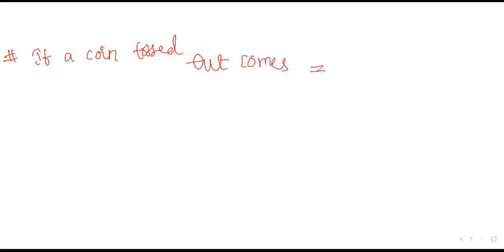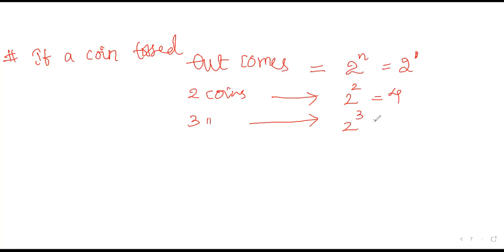If a coin is tossed, what is the total outcomes? The total outcomes is nothing but 2 to the power of n. If 1 coin is tossed, 2 power 1. If 2 coins are tossed, then the total outcomes are 2 square, that is 4. If 3 coins are tossed, the total outcomes are 2 power 3, nothing but how many outcomes are there? 8. So this is total outcomes for a coin tossed.